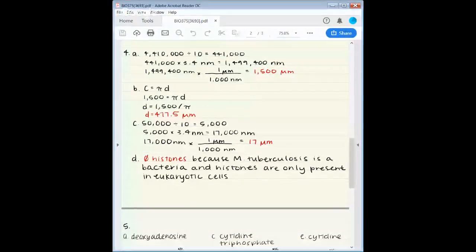And C, suppose the bacterial genome is organized into loop domains, with each loop domain containing 50,000 base pairs. If one of these loops was stretched out linearly, how long would it be in micrometers?